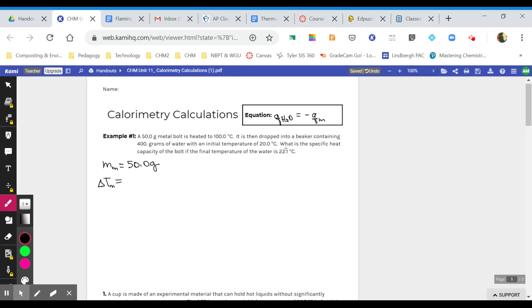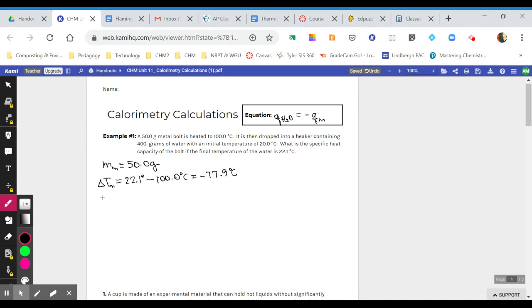This final temperature is the final temperature for both the piece of metal and the water. And that's because all of the heat from the metal has been transferred into the water so that they've reached the same temperature. So to do delta T, we're going to do final minus initial. So the final temperature minus the initial temperature. And so we'd end up with a change in temperature of negative 77.9 degrees Celsius.